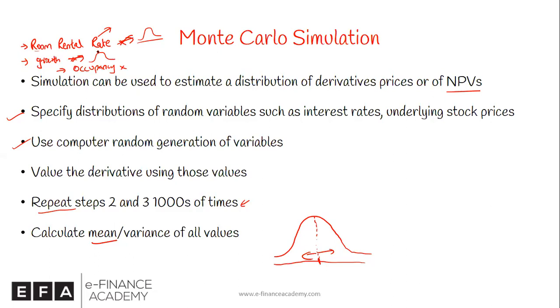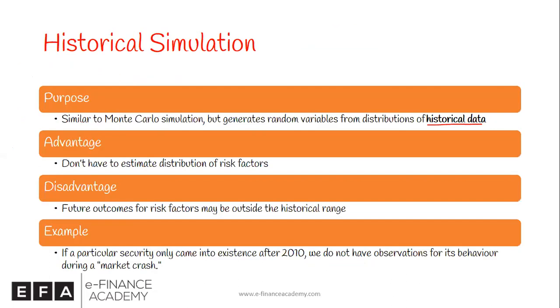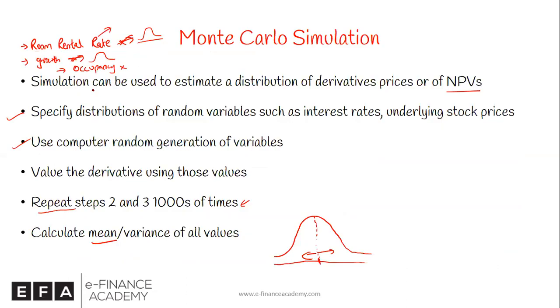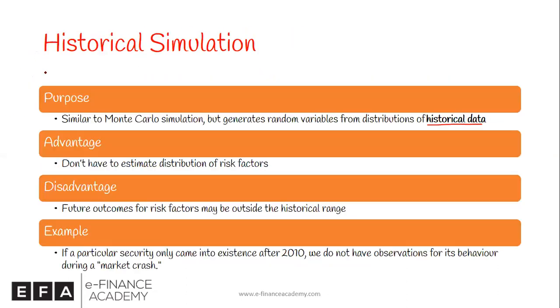So for room rental rate per night, you will have historical data, for growth rate as well, as well as for occupancy rate, you'll have historical data, and the computer will randomly generate the values from the historical data. So that will be the pool, or that will be the input into the computer program. The advantage is you don't have to estimate the distribution of risk factors. So you don't need to estimate the room rental rate per night, growth rate, if you're using historical values that you have actually got.